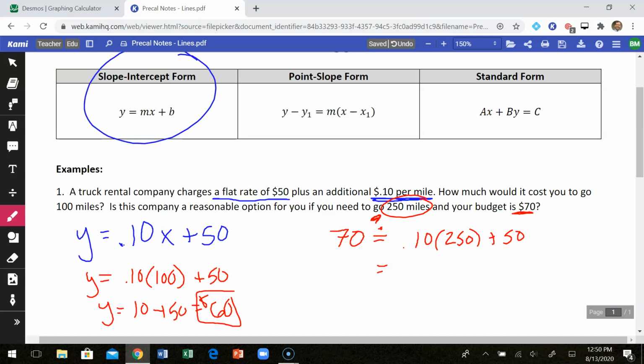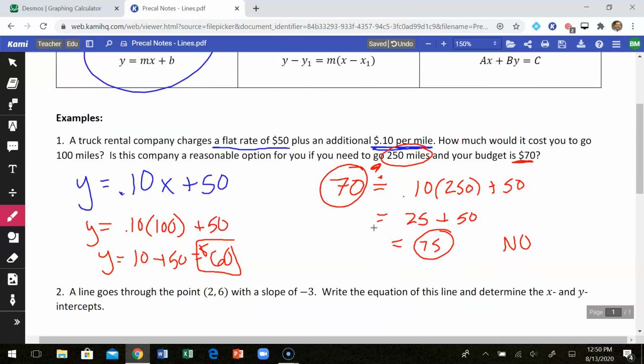Now you could just really work out the right side here. So 10% of 250 is 25. 25 plus 50 is 75. And unfortunately, because this number is bigger than 70, I'm outside of my budget, and therefore the answer to this would be no. That is not a reasonable option for us unless we want to go $5 over our budget.